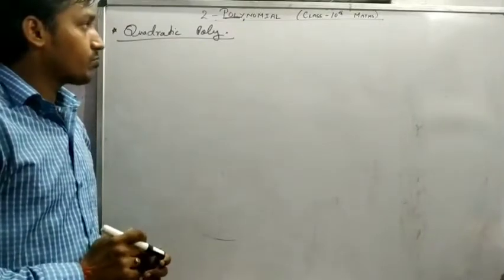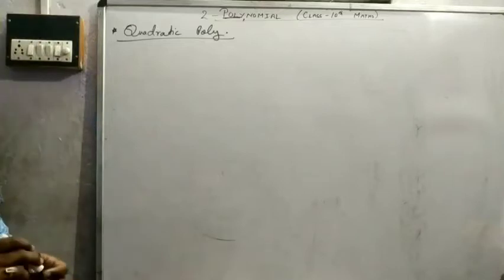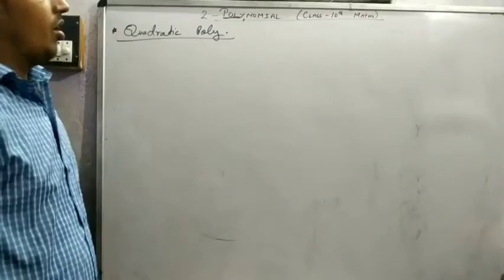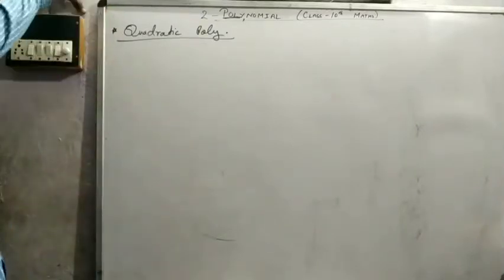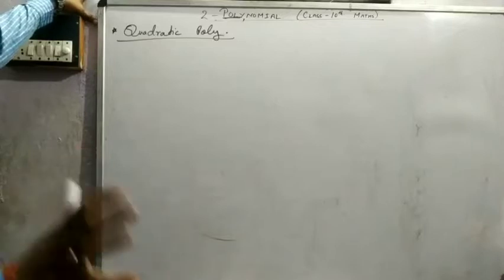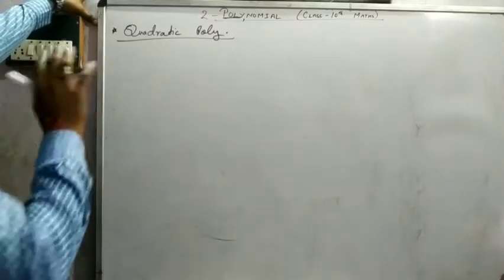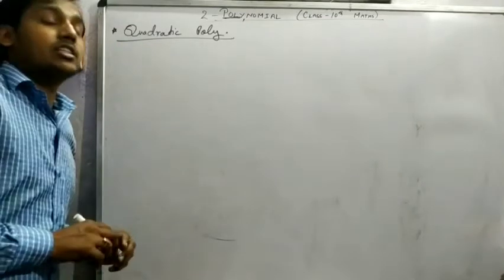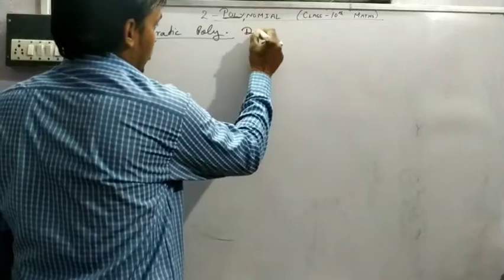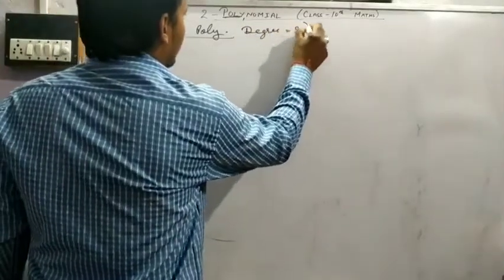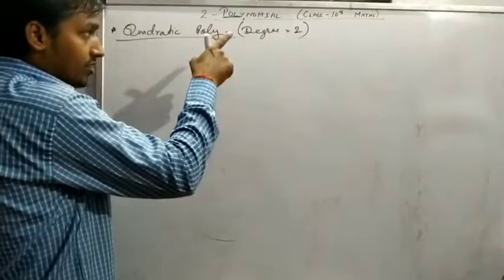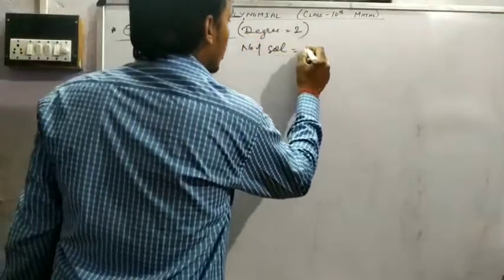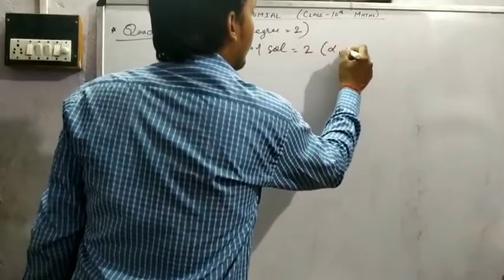Hello students. The next topic is the quadratic polynomial. It's a very important topic of this chapter because approximately 40% of the topics come from quadratic polynomial. What is a quadratic polynomial? You know that a quadratic polynomial has degree 2, so the number of solutions is also 2, that is alpha and beta.